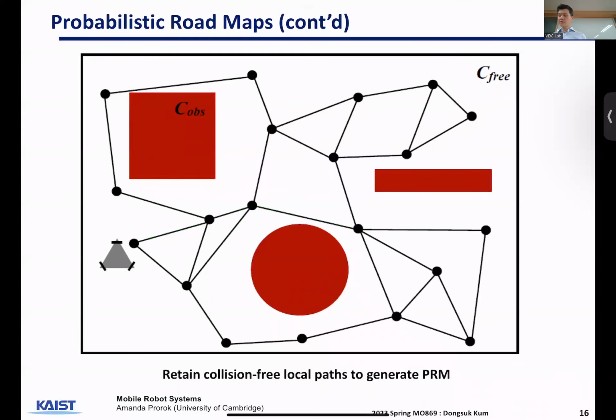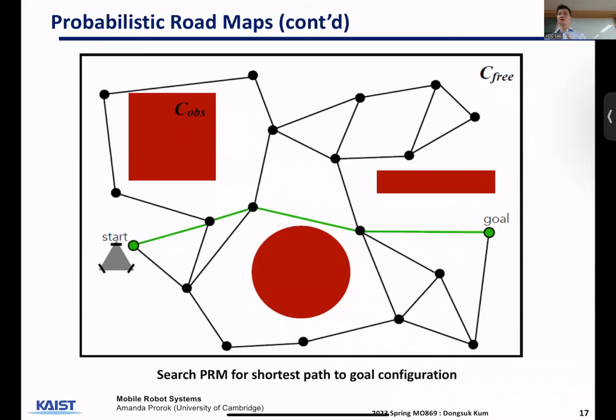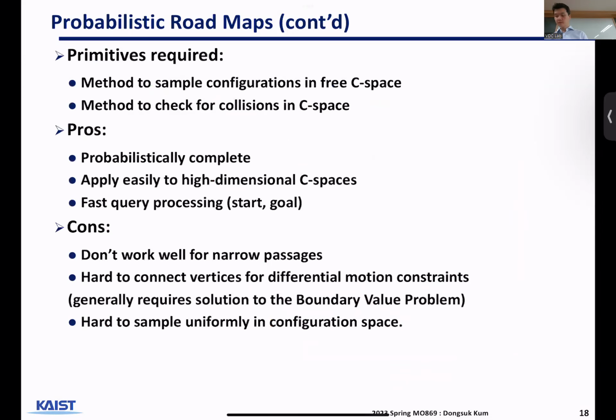Now you can apply all kinds of search methods. You start, and you have a goal, then you will find the optimal solution or near optimal solution. So primitives required: a method to sample configurations in free C space, and a method to check for collisions in C space. Pros and cons are listed here.